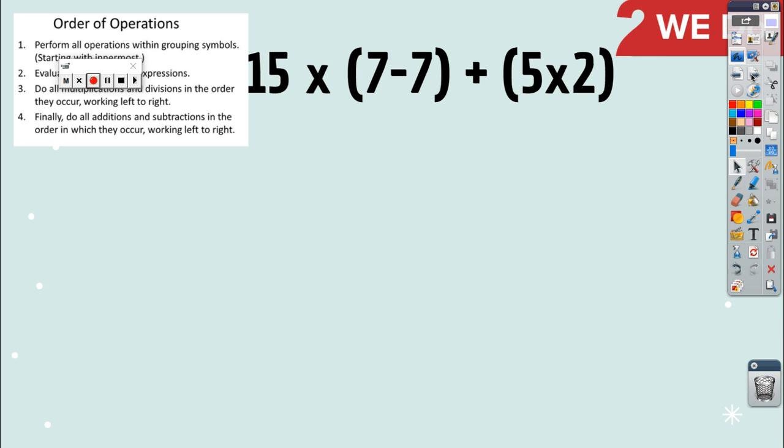So let's look here. See if you can solve this one on your own. So pause your video. See if you can solve this on your own.